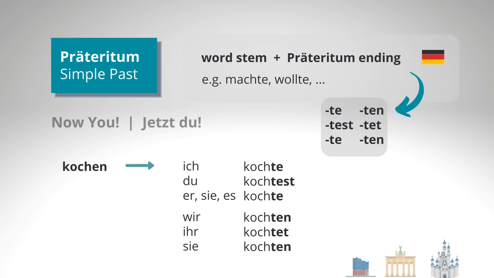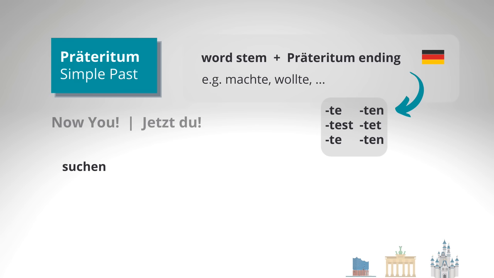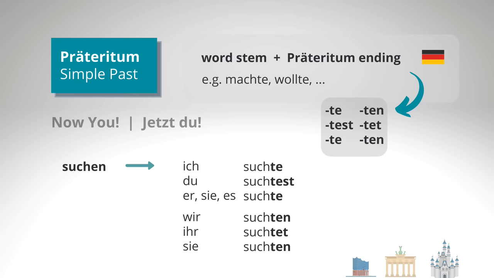Not that difficult, right? You just take the word stem and then add the Präteritum endings. With our next verb, you're on your own. This time we have the verb suchen, to search. If you like, you can pause the video and try for yourself. The correct solution would be ich suchte, du suchtest, sie/es suchte, wir suchten, ihr suchtet, sie suchten. The word stem of suchen is such, and then you just add the Präteritum endings.